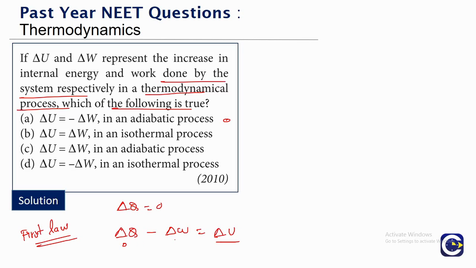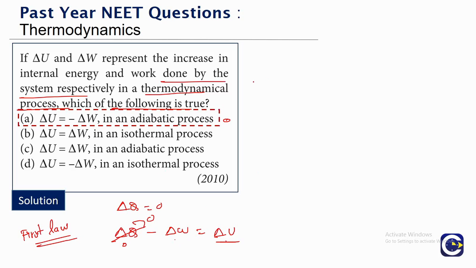Now look at it. Adiabatic means delta Q is 0, right? So what is the relation we have? Delta U is equal to minus delta W. Straight away we are able to get the answer. So option A is the correct one.